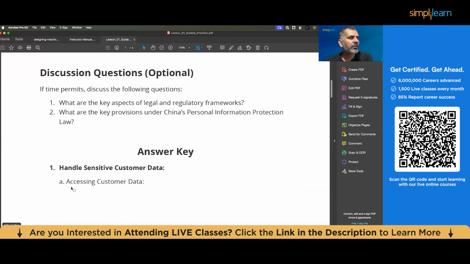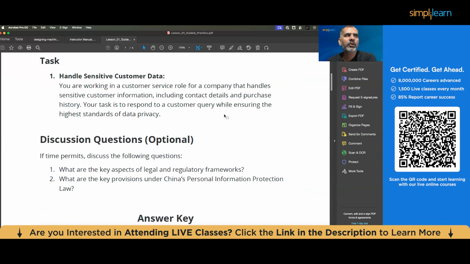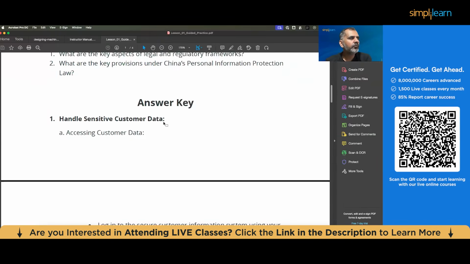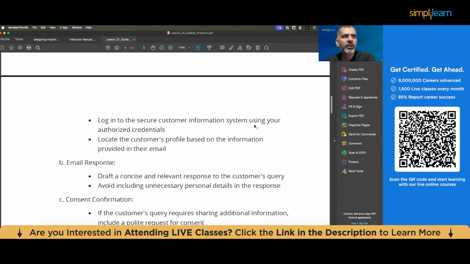So your scenario is you are accessing the customer data. Your task is to respond to a customer query while ensuring the highest standard of data privacy. So what you can do, you can log into a secure customer information system using authorized credentials. Then locate the customer profile based on the information provided in their email. That's the very first thing. This is the way that you are securing your data for only authorized access.